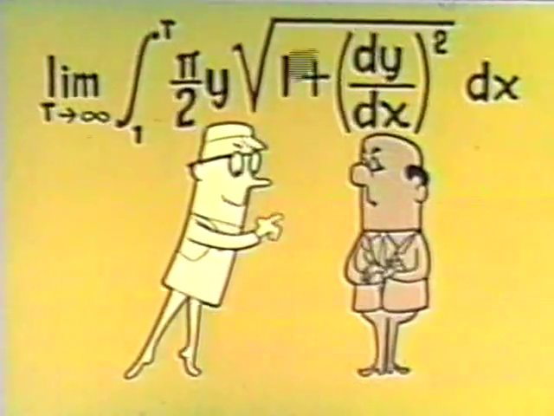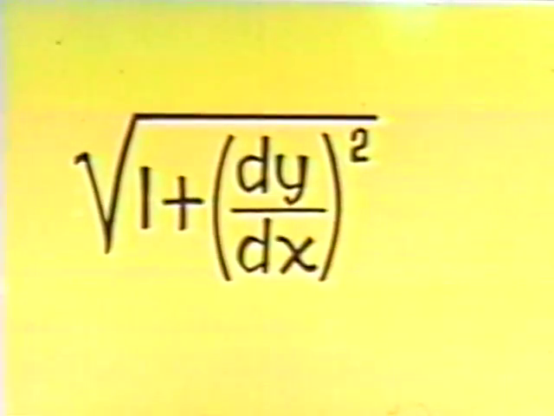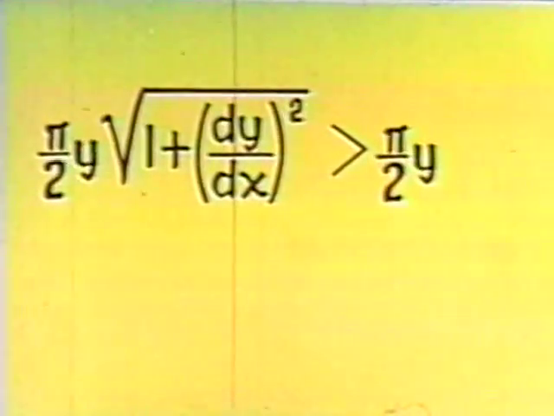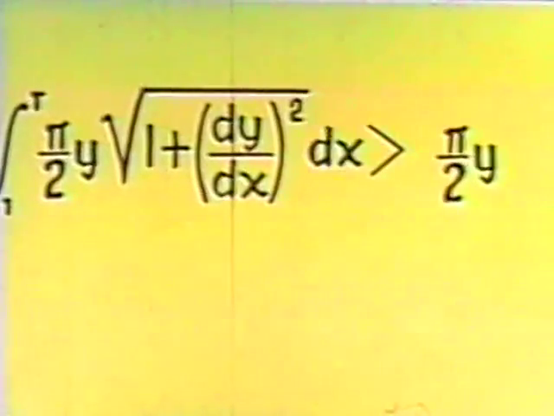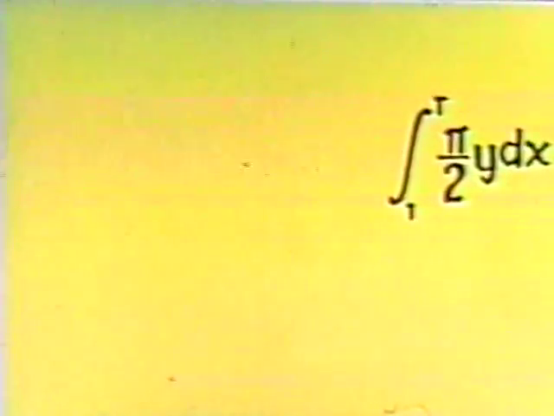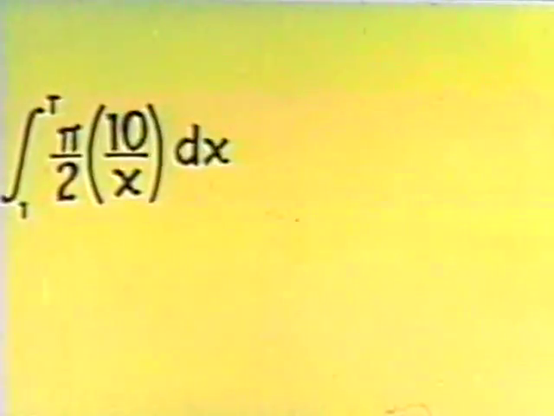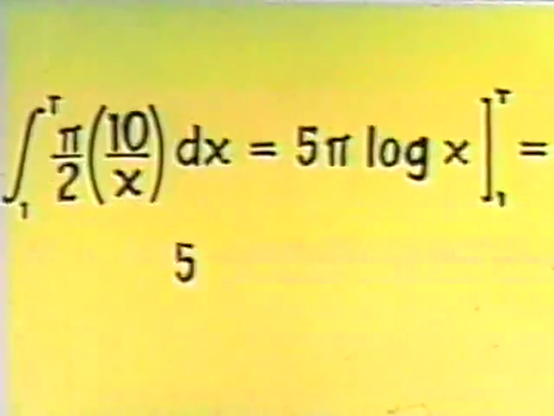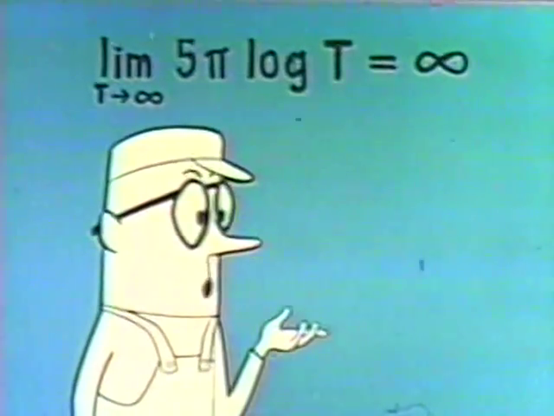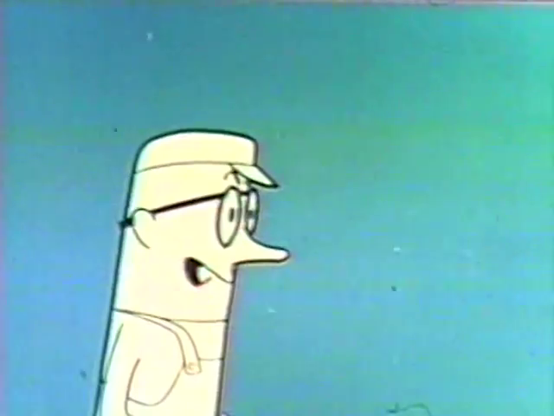Now, let me show you why. First of all, this square root is bigger than 1. And we can multiply each side by pi over 2 times y. So finally, the integral of the left side is bigger than the integral of the right. And figuring that out, let's see, y equals 10 over x, and the integral of dx over x is log x, so we get 5 pi log x from 1 to t, which is 5 pi log t. And the surface area is even bigger than what you get by letting t go further and further out, and that makes it infinite.